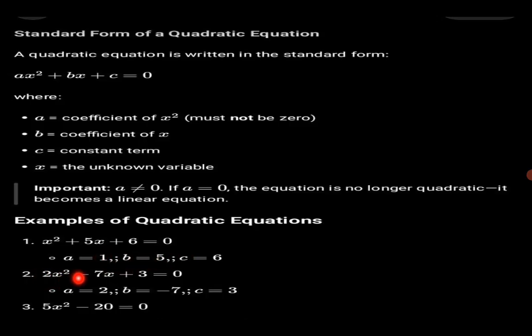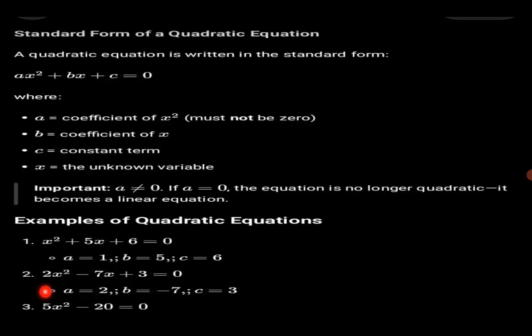Another one is 2x squared minus 7x plus 3 is equal to 0. So in this case, a is equal to 2, b is equal to negative 7. Take note that we are taking the whole negative 7, not just 7. The sign in front of the coefficient is very, very important. And c is equal to 3, also positive.